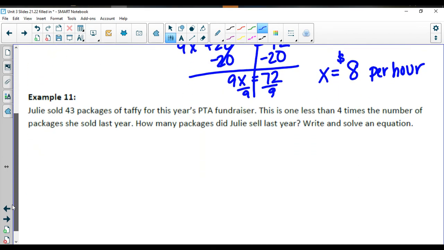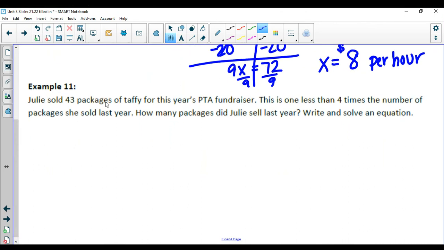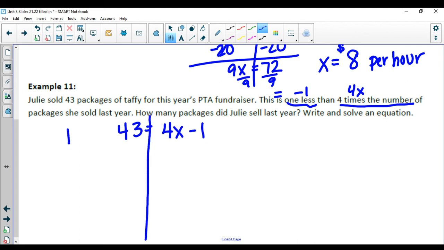In example number 11, Julie sold 43 packages of taffy for this year's PTA fundraiser. This is equals 1 less than 4 times the number of packages sold last year. So this is 4x because we don't know how many packages last year because that's the question. And 1 less means to do minus 1. So 43 is equal to 4x minus 1. I'm going to have you go ahead and solve this one. Make sure you include a label on your answer.